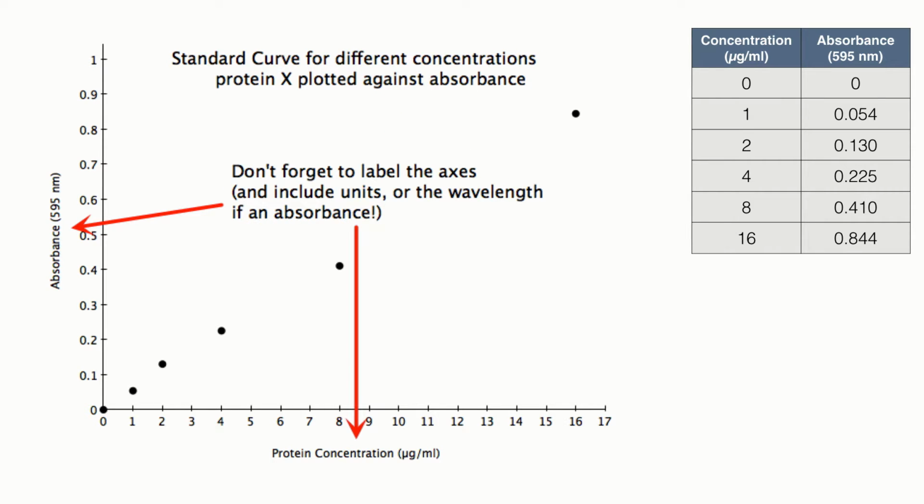I will then give the axes a label. The x-axis will be protein concentration, and again don't forget the units, which are micrograms per mil, and the y-axis will be absorbance.